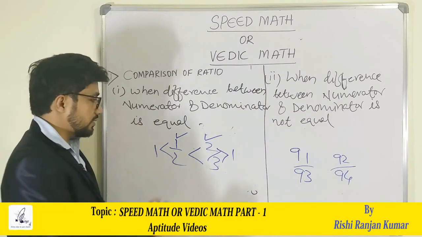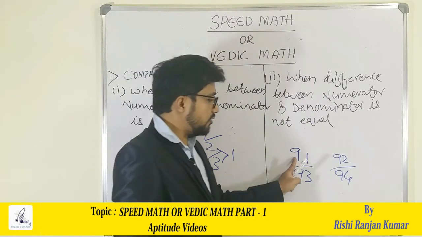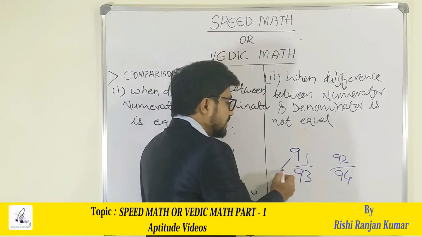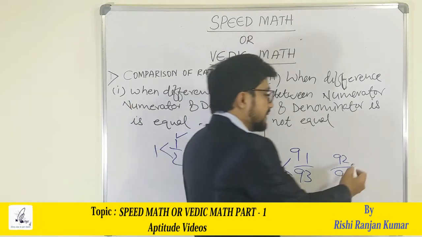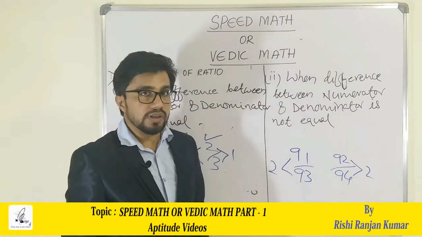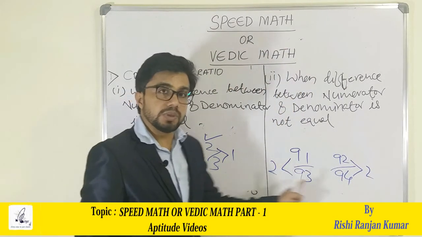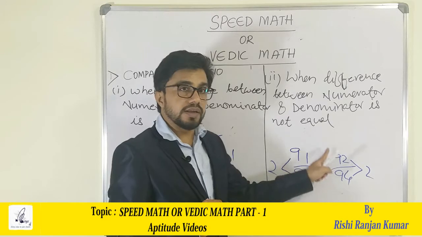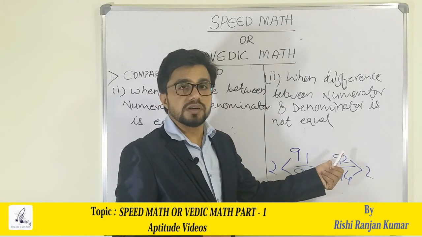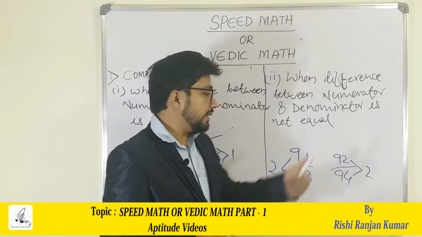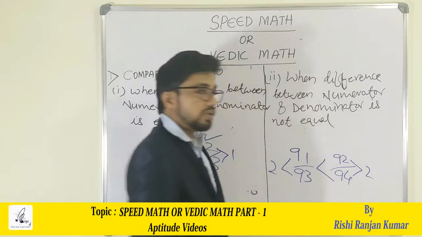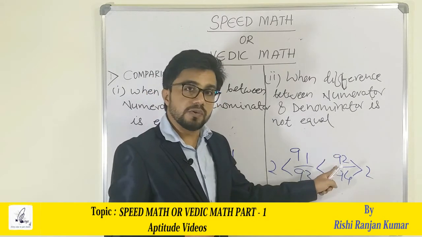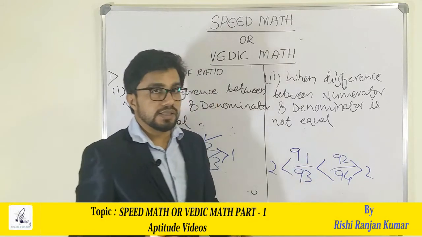Let me take one more example for that. Look at the example here: 91 by 93 and 92 by 94. Let's compare them now. Here the difference is 2. Here the difference is 2. Is that equal? Yes. The difference is equal, 2, 2. When the difference is equal, compare the numerators. 91, 92. Which is bigger? Obviously 92 is bigger. When the numerator is bigger, in that case, the ratio is bigger. So here, without even multiplying, we are able to find 92 by 94 is bigger than 91 by 93. That's all.